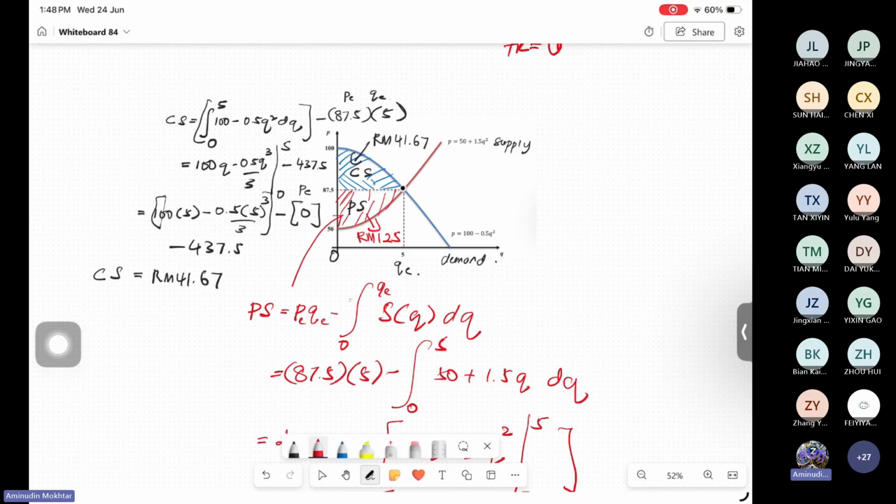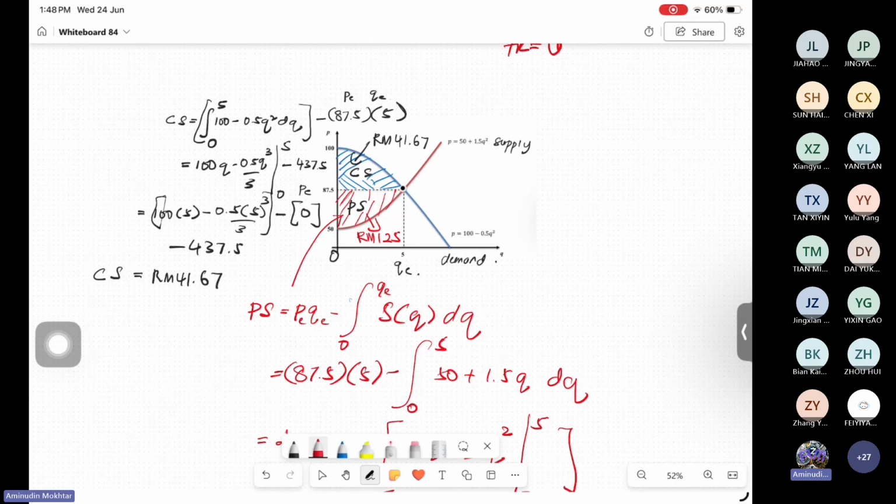The first derivative of TR is MR. The first derivative of total revenue is marginal revenue. And the integration of marginal revenue is equal to the total revenue.